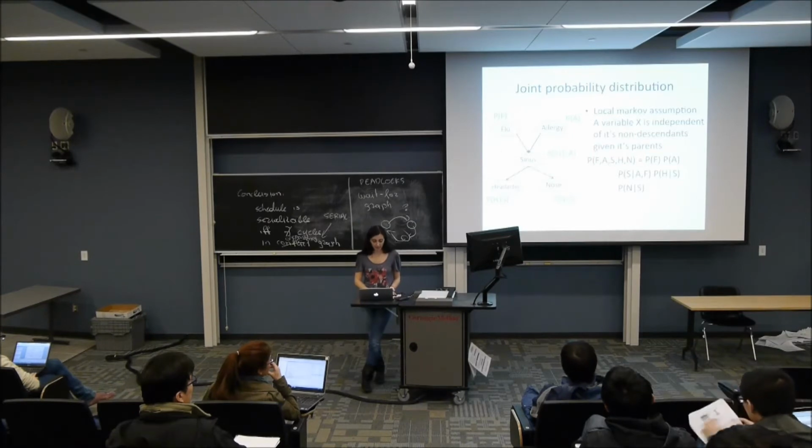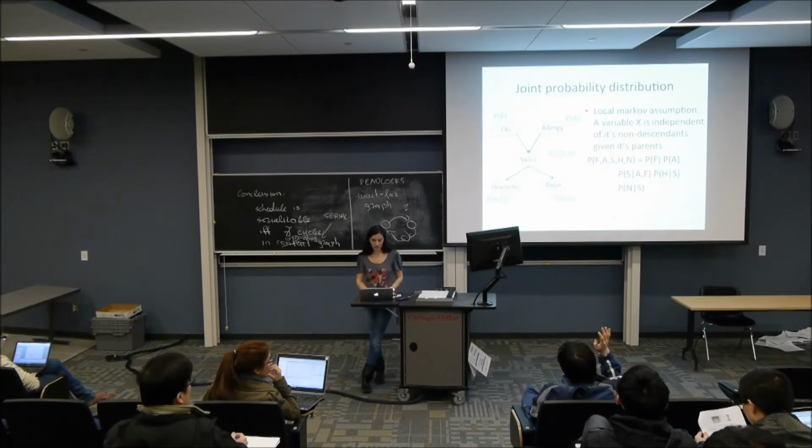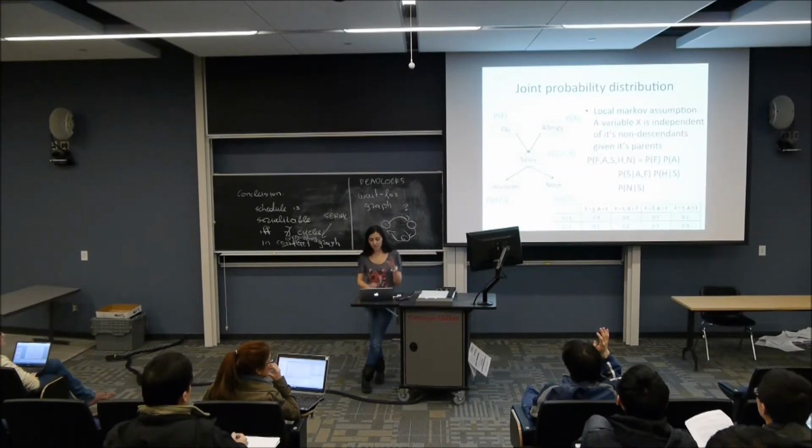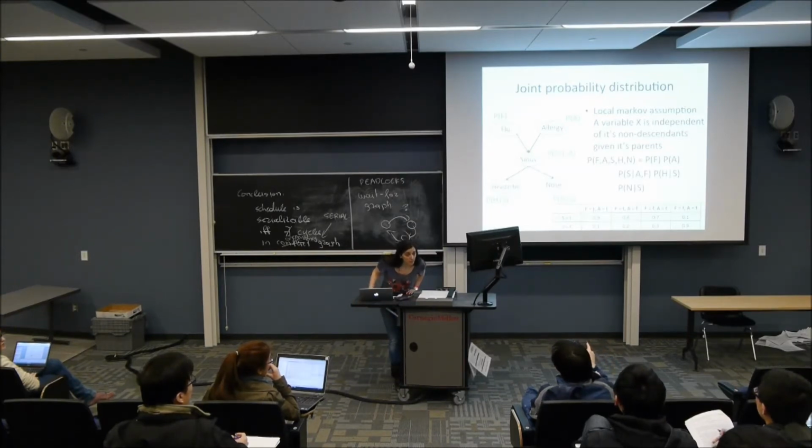So it's p of f times p of a times p of s given f and a times p of h given s and n given s. Okay, and so if we take any one of those probabilities, they're actually like a factor table or a conditional probability table. So for each case of the assignment, What do you mean by non-dependent? I can't hear you. What do you mean by non-dependent?